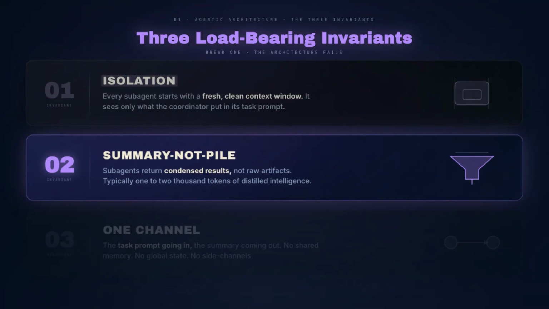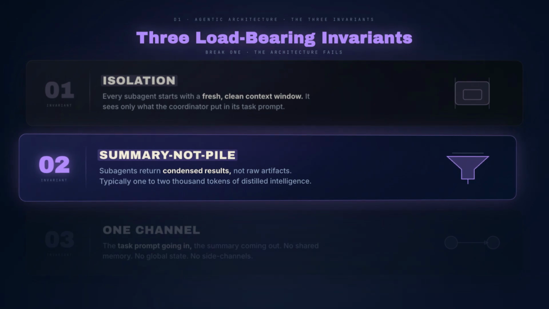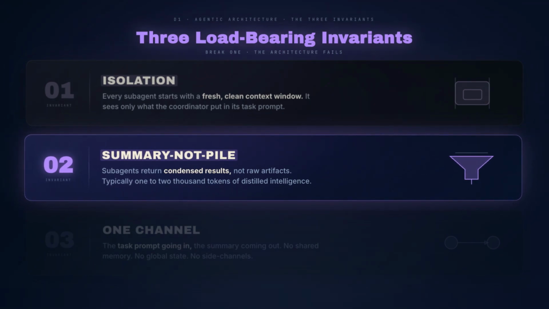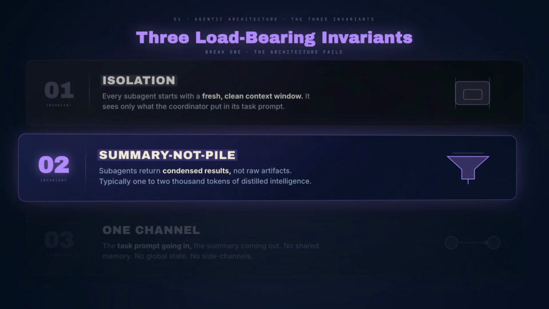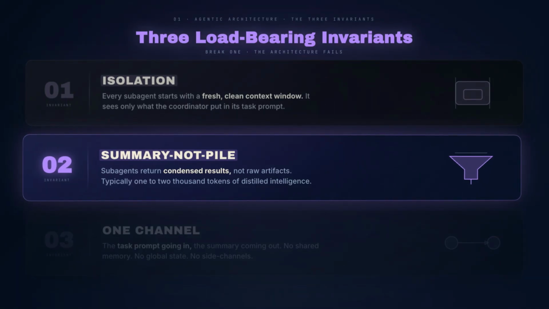Invariant 2, summary not pile. Subagents return condensed results, not raw artifacts. The subagent may process 50 pages of documentation internally. What it returns? A distilled summary, typically 1 to 2,000 tokens. The coordinator receives intelligence, not a data dump.